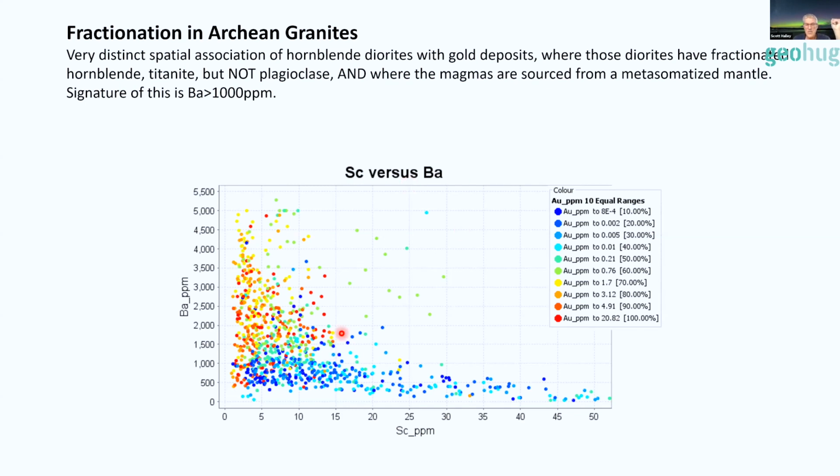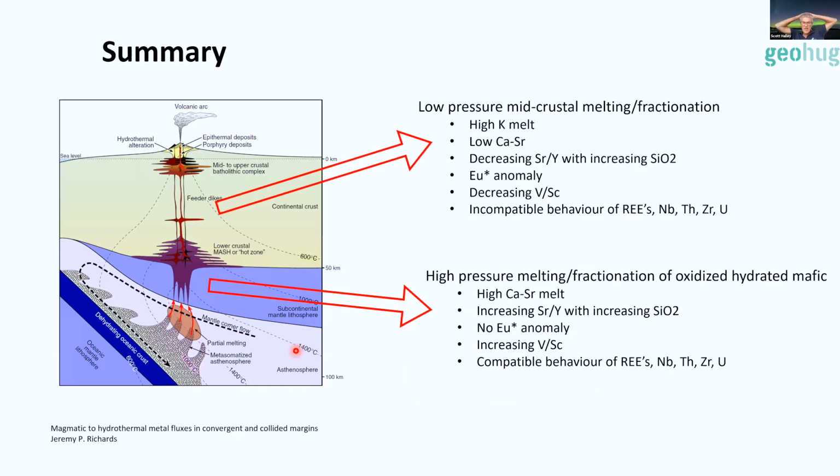So here's a plot. This is a subset of those hornblende diorites, and these are color-coded by gold grade. So the things that are carrying gold have more than 1,000 ppm barium. And so if you're exploring in the Yilgarn, look for hornblende diorites that have a high vanadium-scandium ratio. They have a high strontium-yttrium ratio. They have relatively low niobium, thorium, and rare earth elements, and they have more than 1,000 ppm barium. Isn't that cool? So here's a summary.